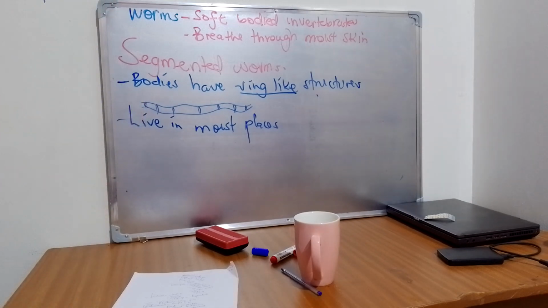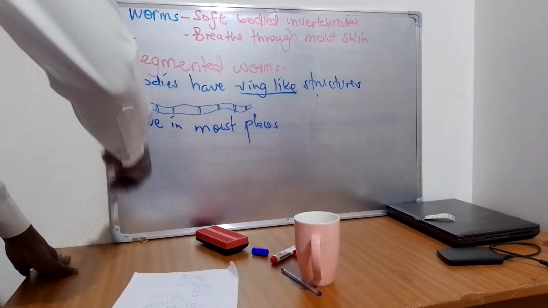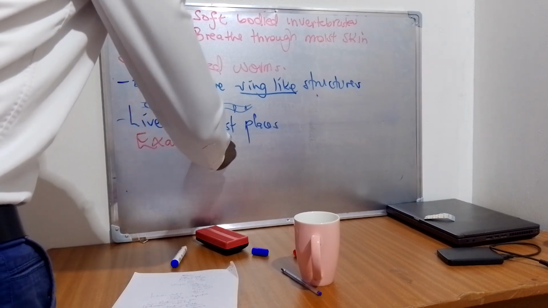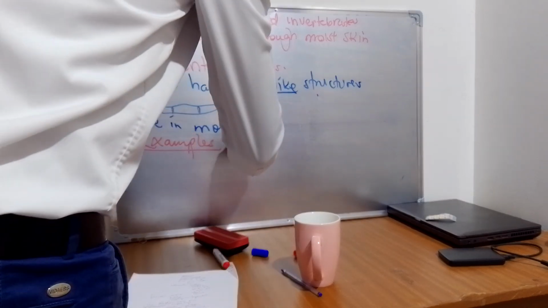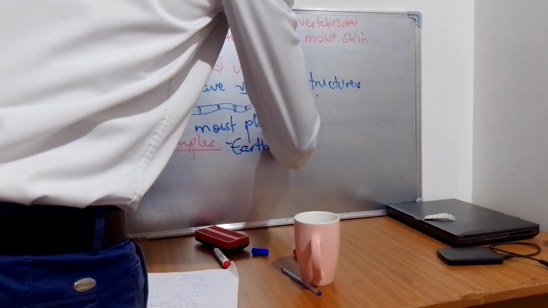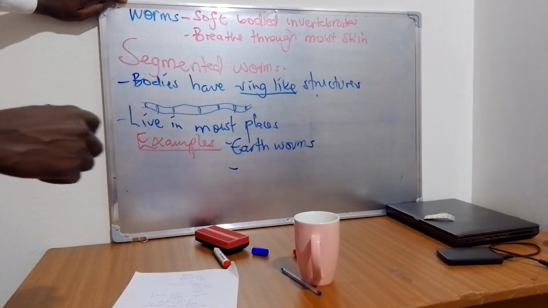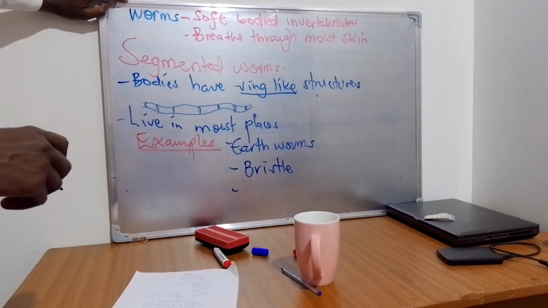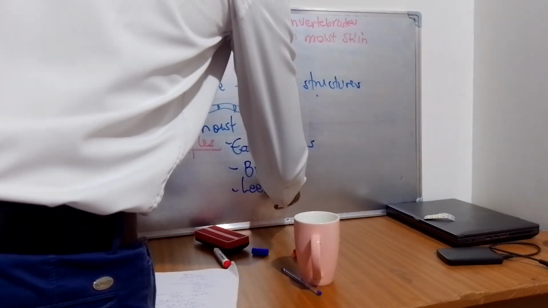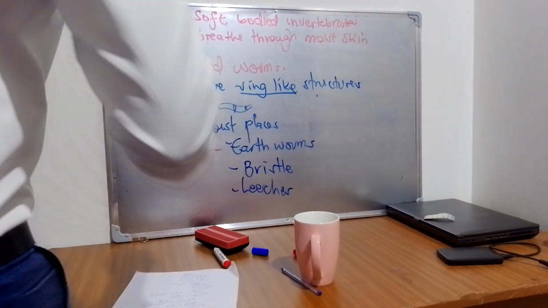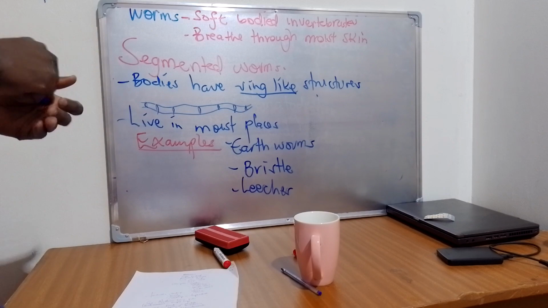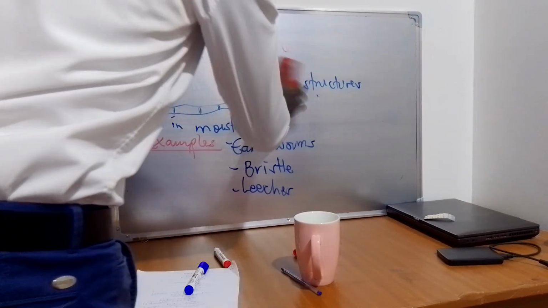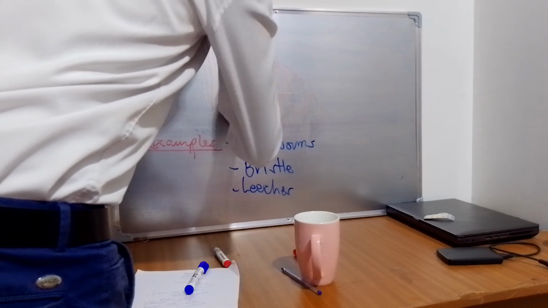Let's now look at examples of these segmented ones. These include earthworms, that's number one. We have the blister worms, and then we have the leeches. Blister worms, leeches, and earthworms. I think we can talk about the science of earthworms.